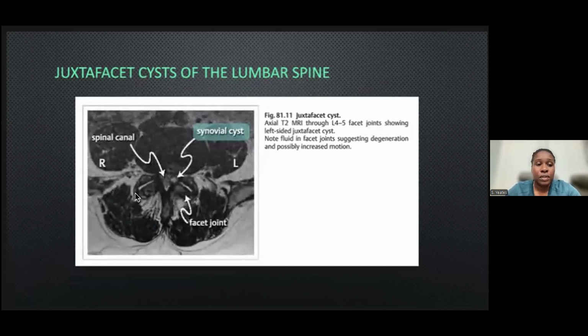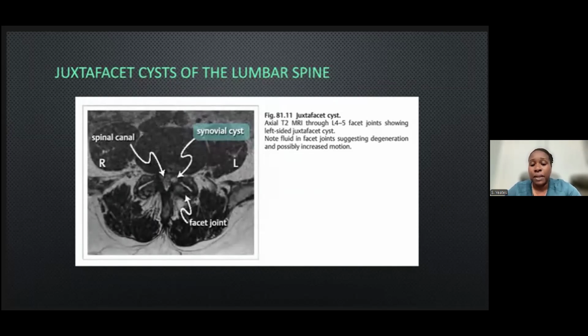So this just shows an MRI through the L4, L5 facet joint, and you have a left-sided juxtafacet cyst. Now, inside here, you have some fluid, and it might suggest some degeneration that may be occurring.